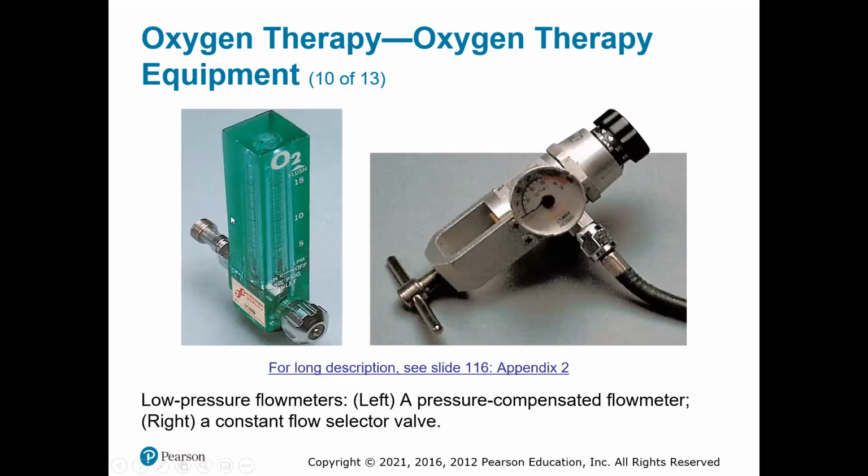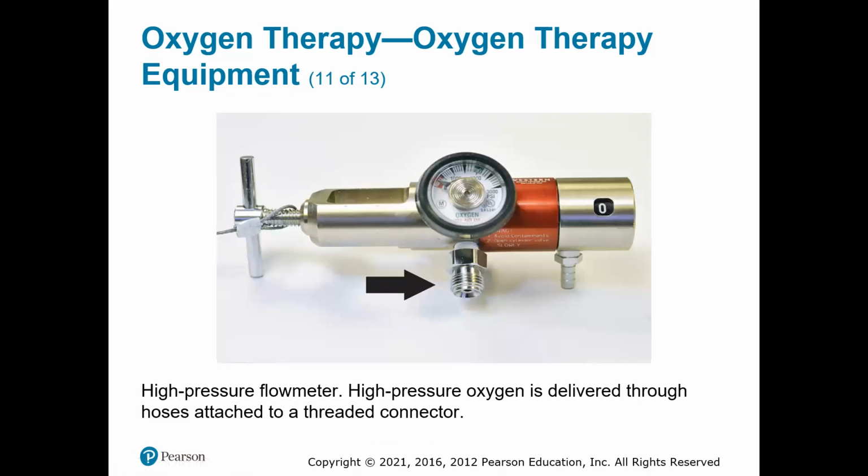So here, this one will be a pressure compensated flow meter. You'll see this sometimes in the back of an ambulance, or in the hospital. And this here is a constant flow selector. So with the constant flow, as the pressure increases or decreases, it will continue keeping the same flow.